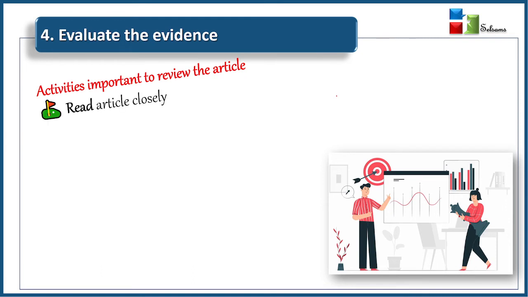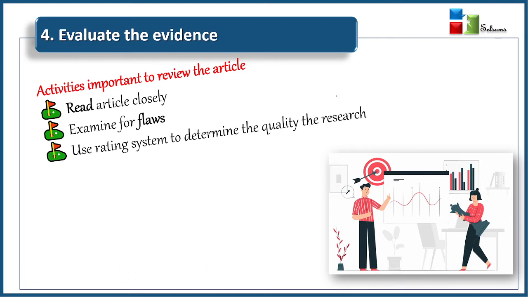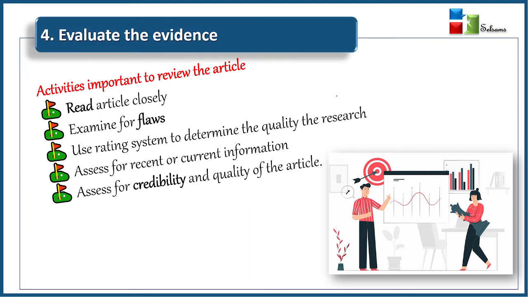So read the article closely, examine for the flaws, means ups and downs, if something is wrong or right or whatever it is. Examine it and use a rating scale. So check whether it is a quality research. So assess for the recent or the current information. Don't go for 10 years back studies. Assess for the credibility, means worthfulness, whether your research is really worthful or truthful, and you find out the quality of the article.